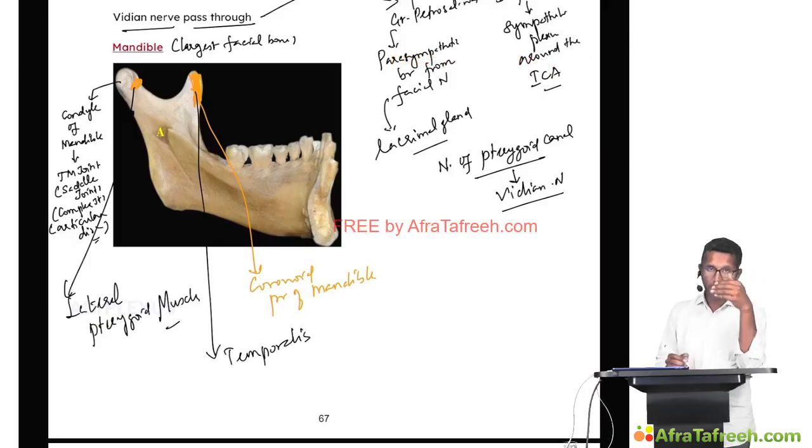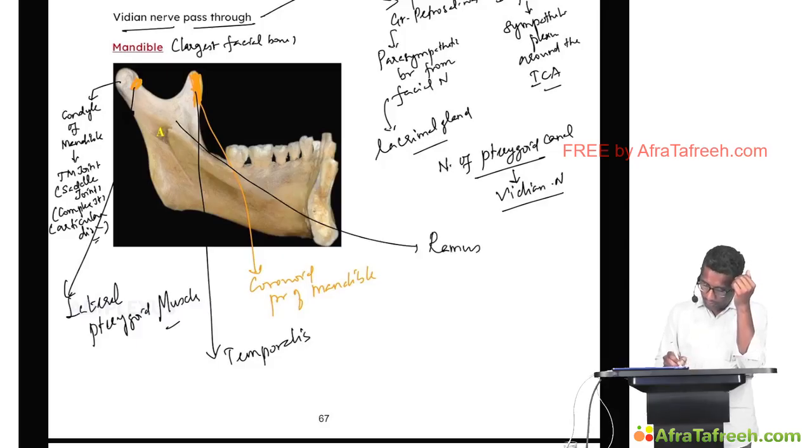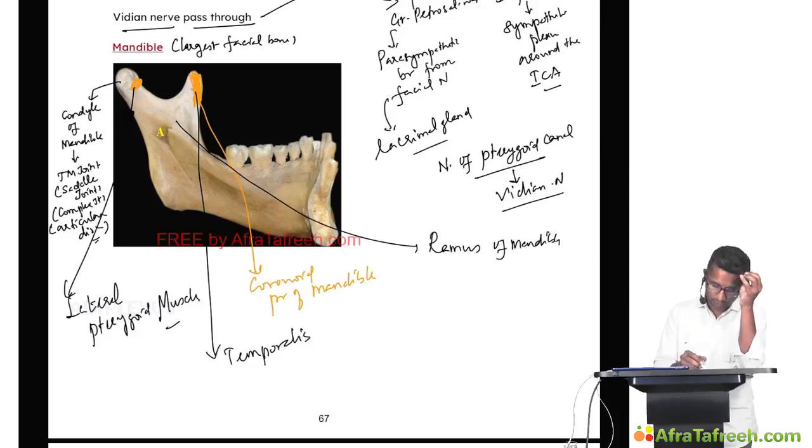On the inner side of the ramus of the mandible. So what is the ramus of the mandible? This portion is called the ramus of the mandible. On the inner portion of the ramus of the mandible, you see a foramen which is marked as A here. This foramen is called the mandibular foramen.